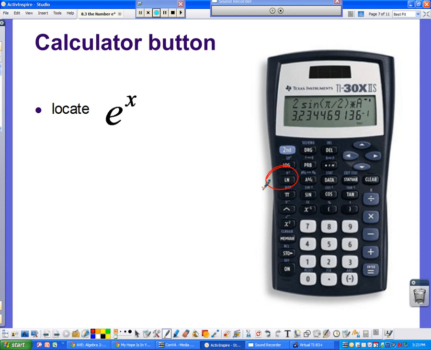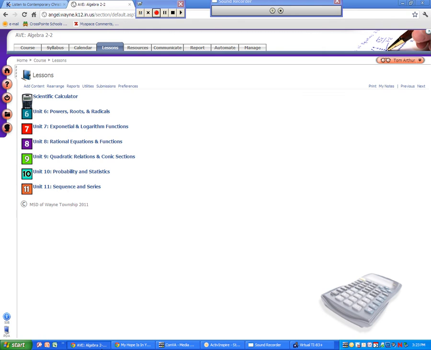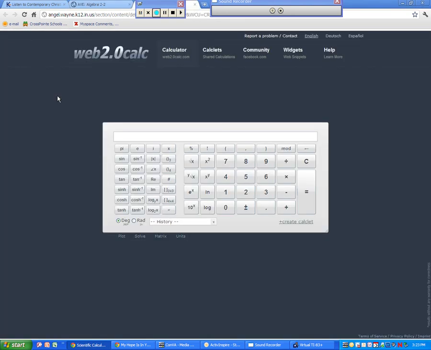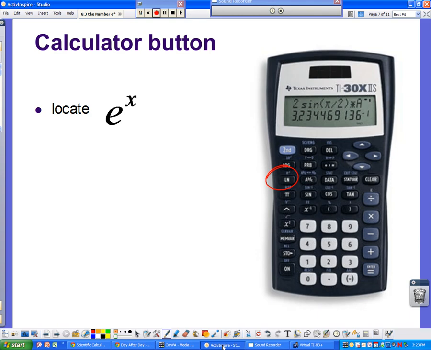What we're actually going to do is, if you go back to your Angel, I've provided a link for a scientific calculator, and under the main lessons tab, this is the main one, there's a button that says scientific calculator. If you'll open that one up in a new window, your e button is actually right here. It's e to the x, if you'll notice. Okay, and all you have to do is, so if we wanted to find, the first example was e squared.